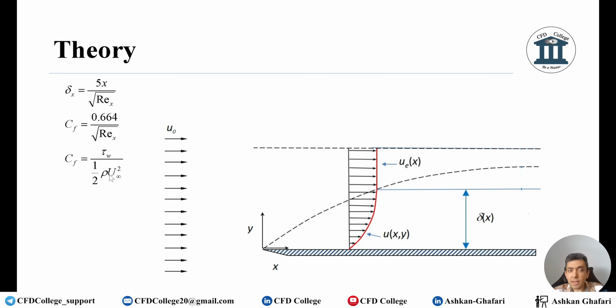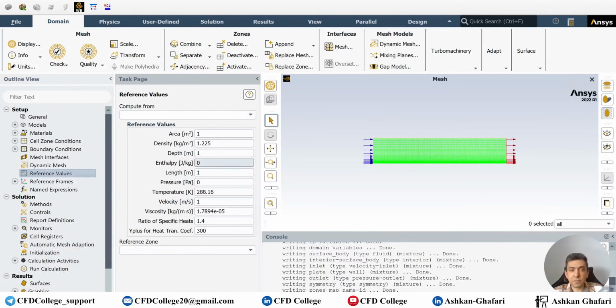Density and the velocity. These two, actually, I think most of the parameters that we have in the denominator of the formula for dimensionless groups and numbers, you can find them in reference values. So that's here. This is the velocity, and this is the density.